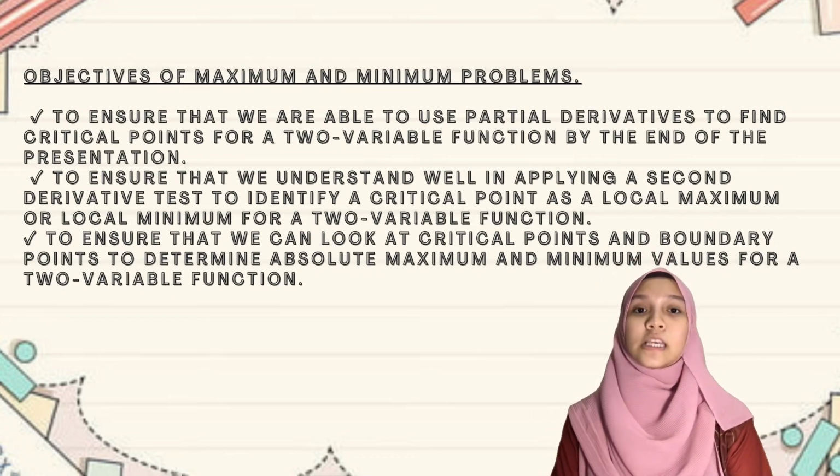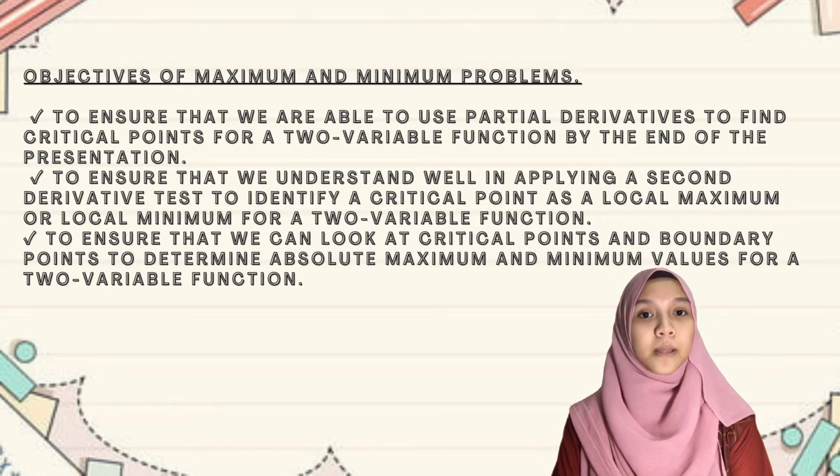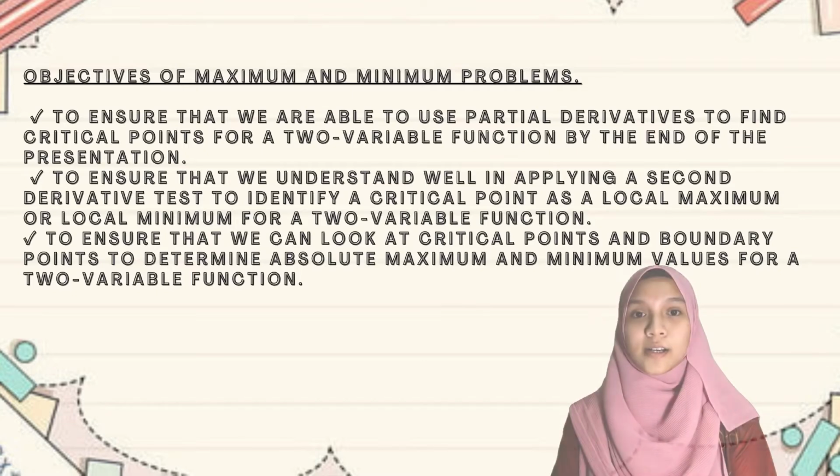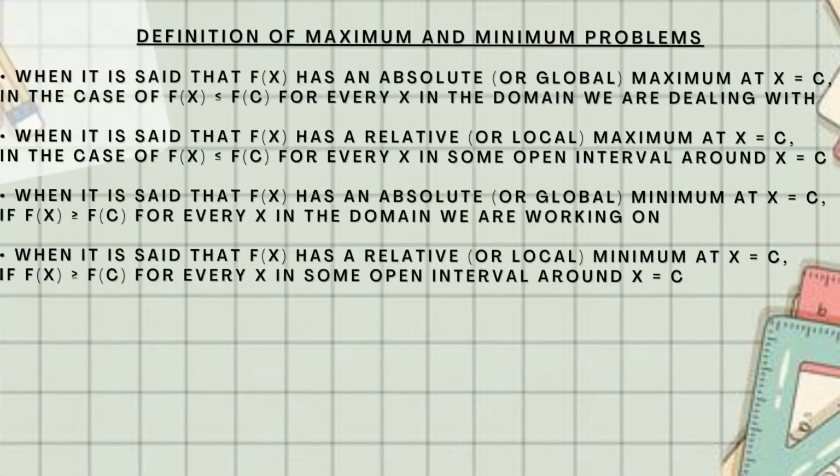Now, let's look at the objective of maximum and minimum problems. By the end of the presentation, we are able to use partial derivatives to find critical points for a two-variable function. To ensure that we understand well in applying a second derivative test to identify a critical point as a local maximum or local minimum for our two-variable functions. To ensure that, we can look at critical points and boundary points to determine absolute maximum and minimum values for a two-variable function. Next, I will pass the presentation to Azwa.